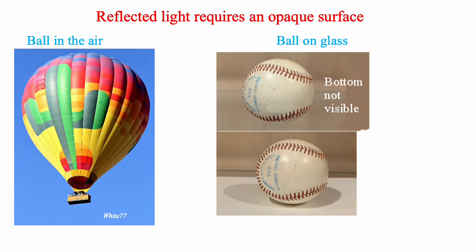Reflected light requires an opaque surface, so we don't see reflected light when the ball is in the air. We also don't see reflected light if the ball is on glass. Here is the ball on a piece of paper, and we see its bottom, which is from light reflecting up from the surface. But when it's on glass, the light goes through the glass and doesn't hit the ball, so we don't see its bottom.